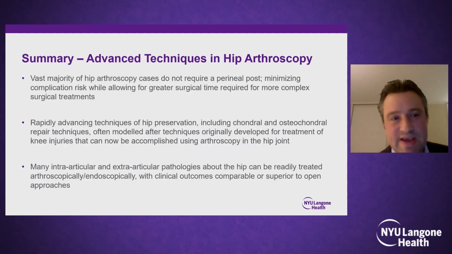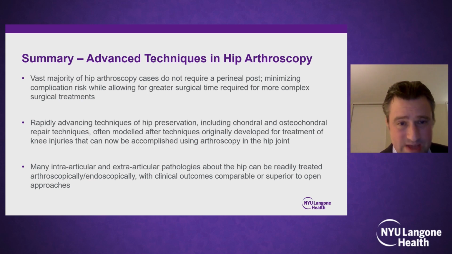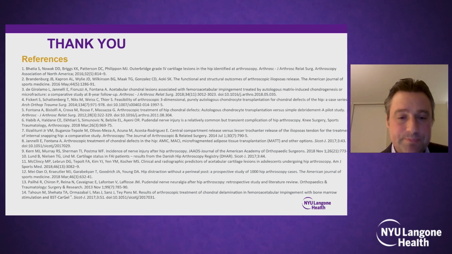So in summary, with some of these advanced techniques, the vast majority of hip arthroscopy cases don't require a peritoneal post, and this will minimize complication risk. This is for advanced techniques, but also especially for people starting out. Rapidly advancing techniques of hip preservation, including articular cartilage repair techniques, often modeled after techniques in the knee, can now be accomplished using hip arthroscopy. And many of the intra-articular and extra-articular pathologies about the hip can be readily treated with these techniques, with clinical outcomes comparable or superior to open approaches. Thank you.